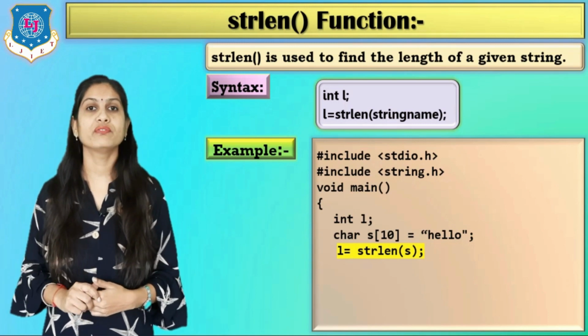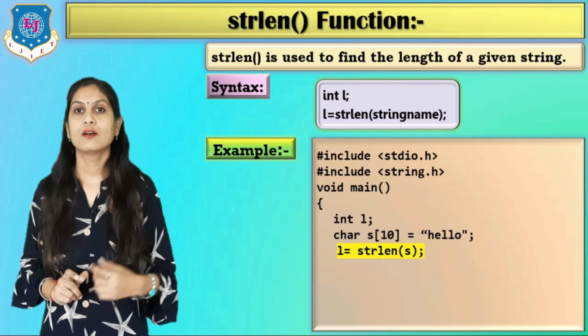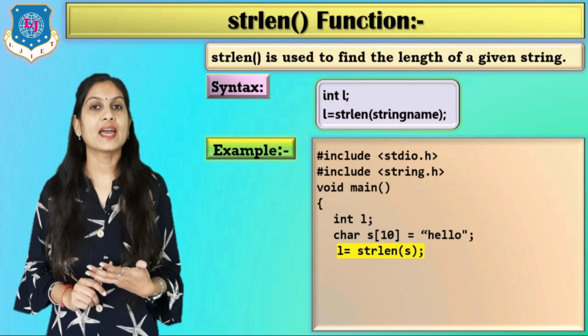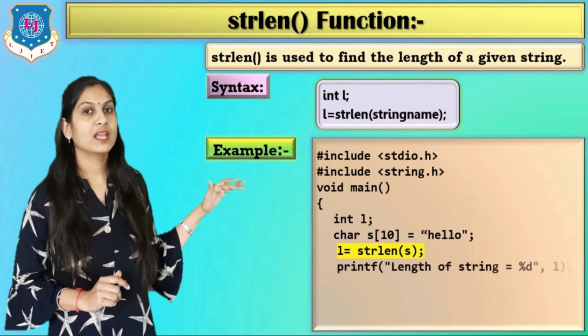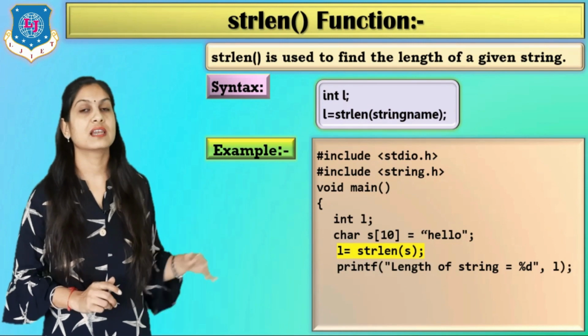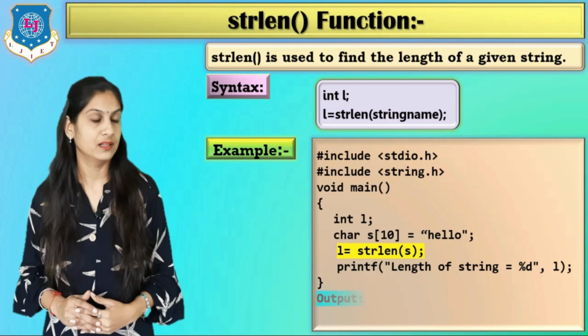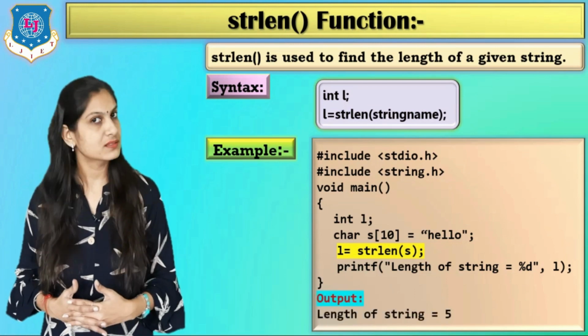Just the output of this value is what? L equals 5 because HELLO. So how many characters are stored? Total 5. So here we will display using printf function: length of string equals %d and the value of L. So we are getting the output: length of string equals 5.